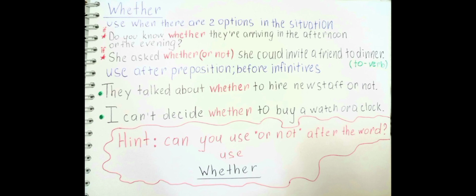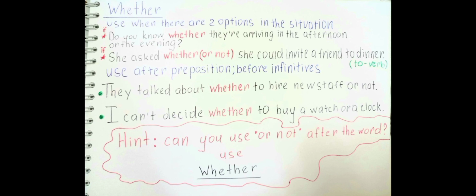So examples. First, do you know whether they are arriving in the afternoon or the evening? So in this case, there are two choices in this situation. Two options. They are arriving in the afternoon or arriving in the evening. So we use whether to show that those are the two options here, the two choices.